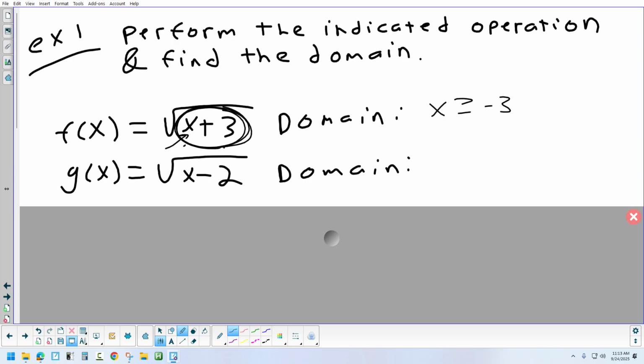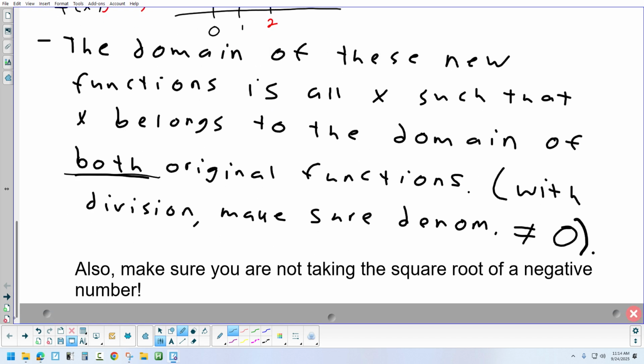As long as you pick a number that's -3 or higher and you fill it into the top one, you'll be okay. Right, it can be 0. Oh yeah, you can take the square root of 0. So I never said you can't take the square root of 0. I just said make sure you don't take the square root of a negative. And 0 is not negative. It's not positive either.